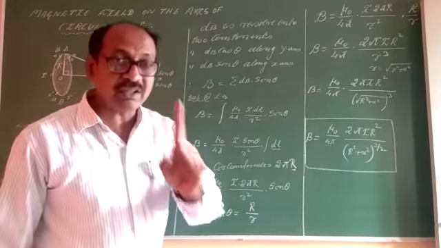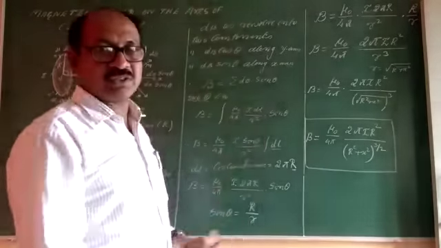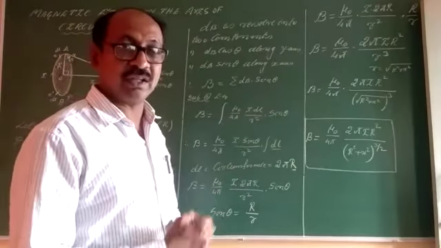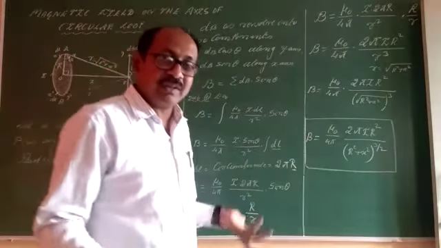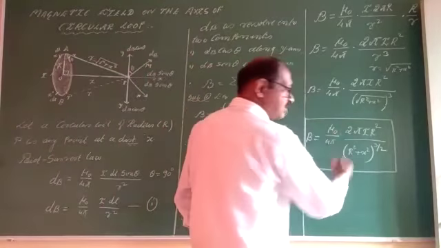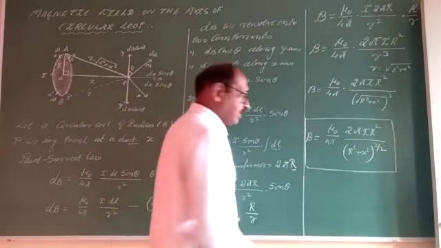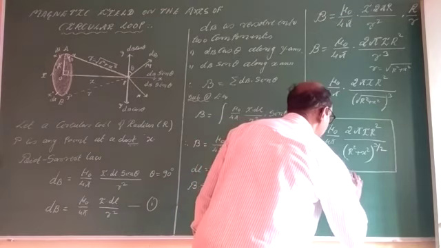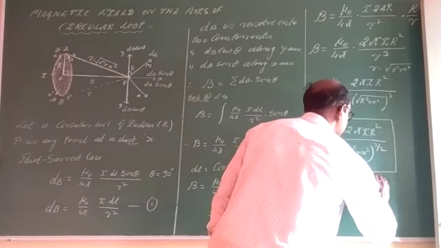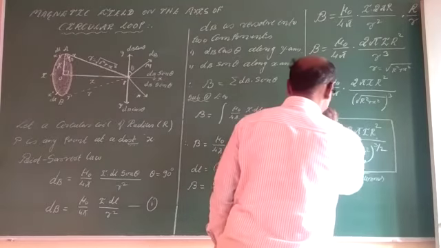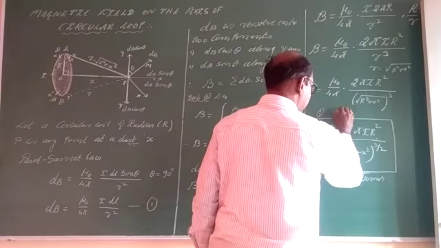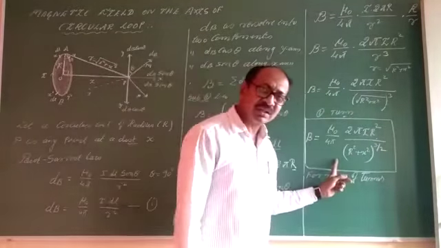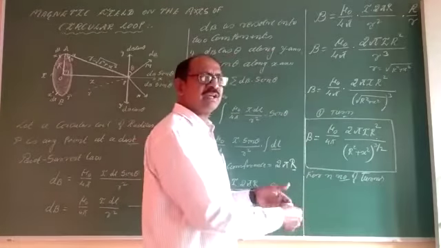Here there is only one turn. If there are n number of turns, first turn, second turn, third turn, fourth turn, fifth turn, like that, then what is the equation? Let us put n here, that's all. Very simple. This equation is for only one turn, only one circular loop. If n number of turns are there, multiply by n, that's all.